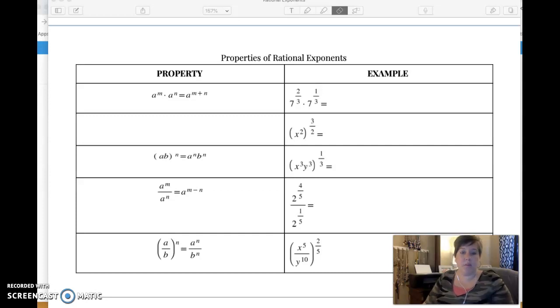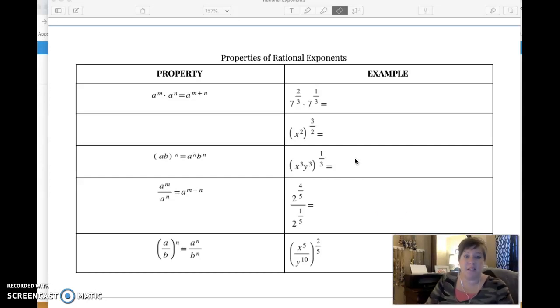In this lesson, we're going to be looking at properties of rational exponents. The rules that we use are the same that we would use for any exponents, which means the base needs to be the same when we apply the rule. So the first rule is when we multiply exponents with like bases, we add the exponents. We can do the same thing with fractions in the exponent.